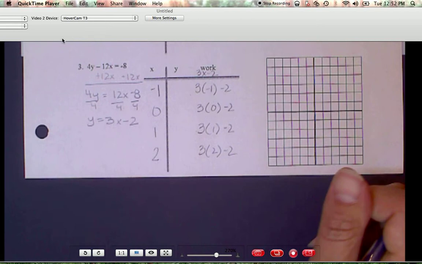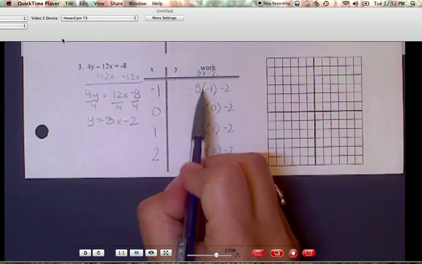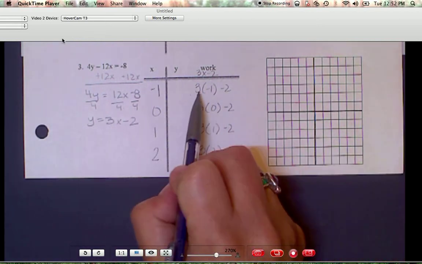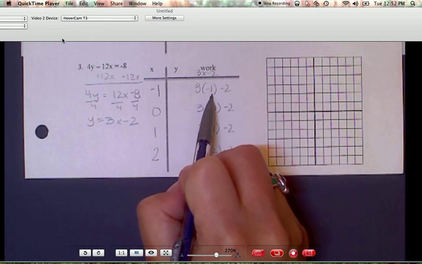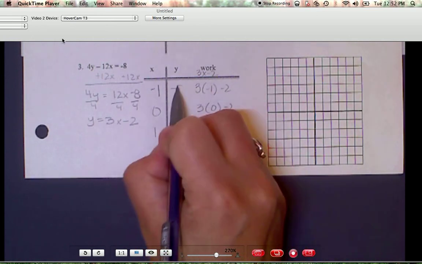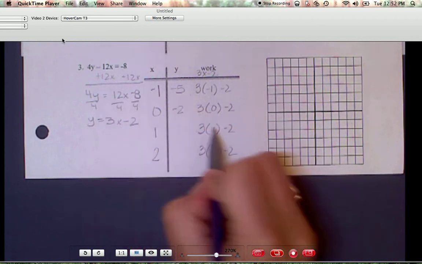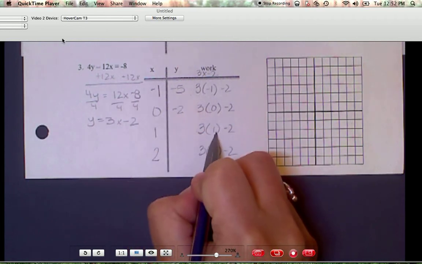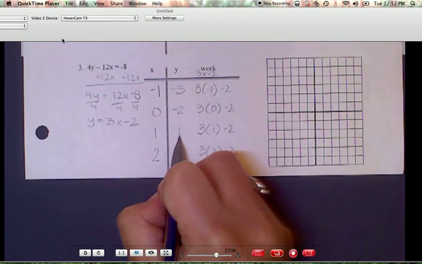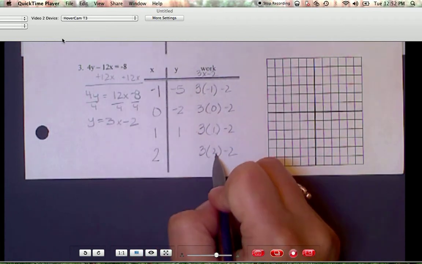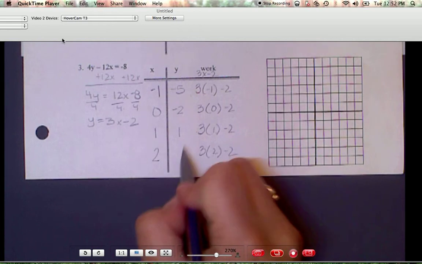Make sure you always follow the order of operation. So multiplication always happens first. 3 times negative 1 is negative 3. Minus 2 would be negative 5. 3 times 0 is, of course, 0. 0 minus 2 is negative 2. 3 times 1 is 3. 3 minus 2 is 1. 3 times 2 is 6. 6 minus 2 is 4.